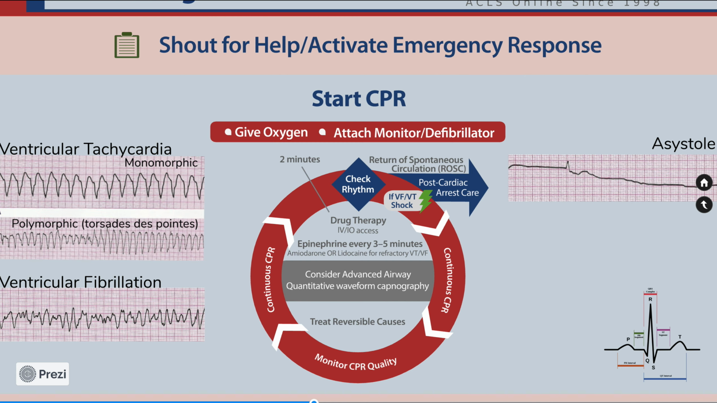So the molecules involved in the management of asystole, pulseless electrical activity, ventricular tachycardia, or ventricular fibrillation: the first line is epinephrine. It is given after CPR and after shock. And only for ventricular tachycardia or ventricular fibrillation can you give amiodarone or lidocaine.